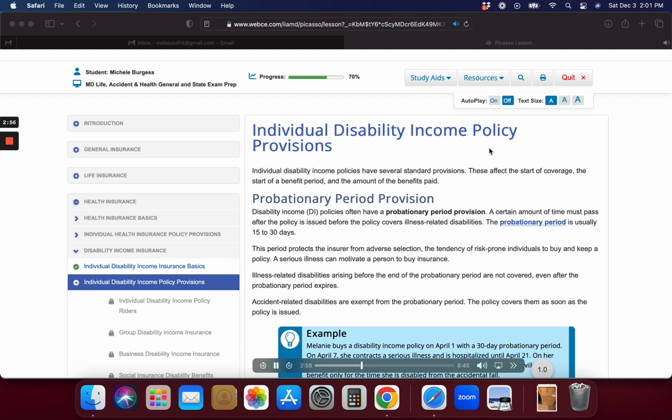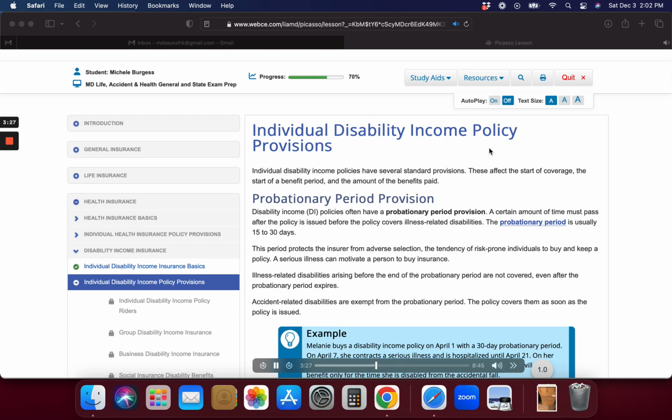Benefit period provision. The benefit period is the time during which the policy pays benefits. It begins when the elimination period ends. Benefit payments end when the insured's disability ends or when the maximum benefit period ends, whichever comes first. The maximum benefit period is set when the policy is applied for and issued. It can be as short as 1 or 2 years or as long as the insured's lifetime. The longer the benefit period is, the higher the premium.